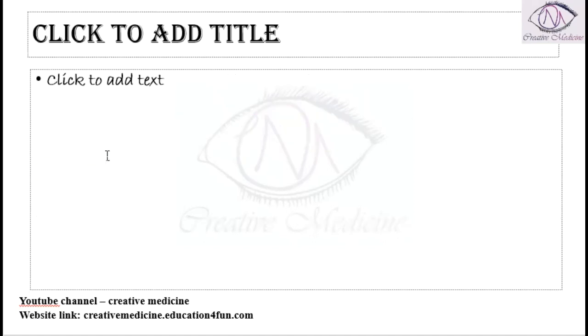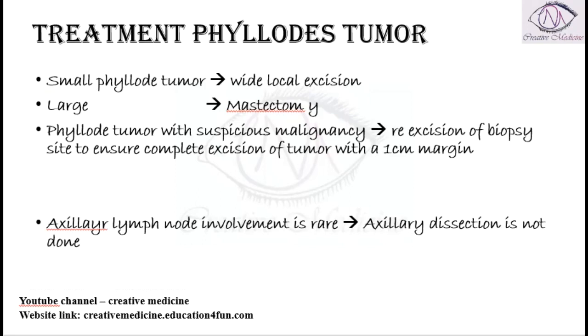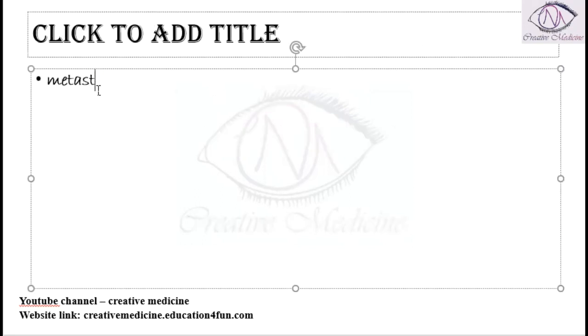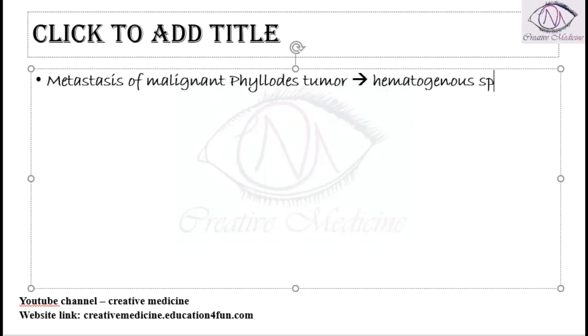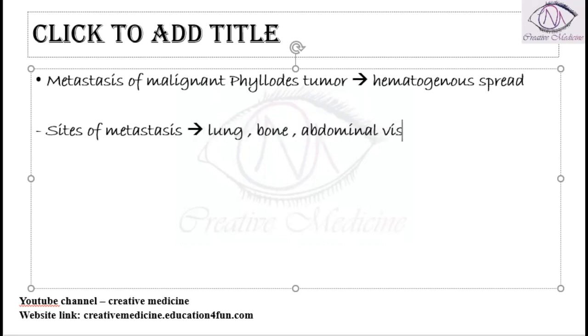Then, metastasis can also occur in the Phyllodes tumor, especially metastasis of malignant Phyllodes tumor, and this metastasis is mainly by hematogenous spread. Through hematogenous spread, what are the most common sites of metastasis? The Phyllodes tumor can metastasize to lung, bone, abdominal viscera, and also to the mediastinum.